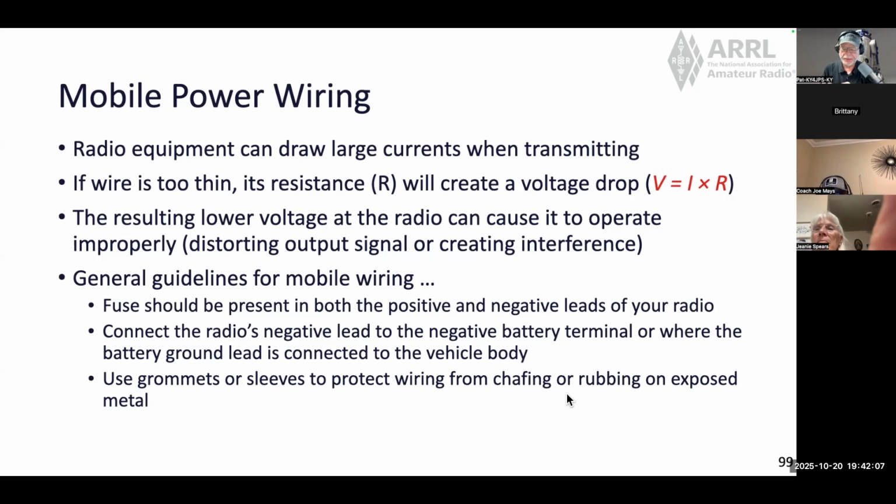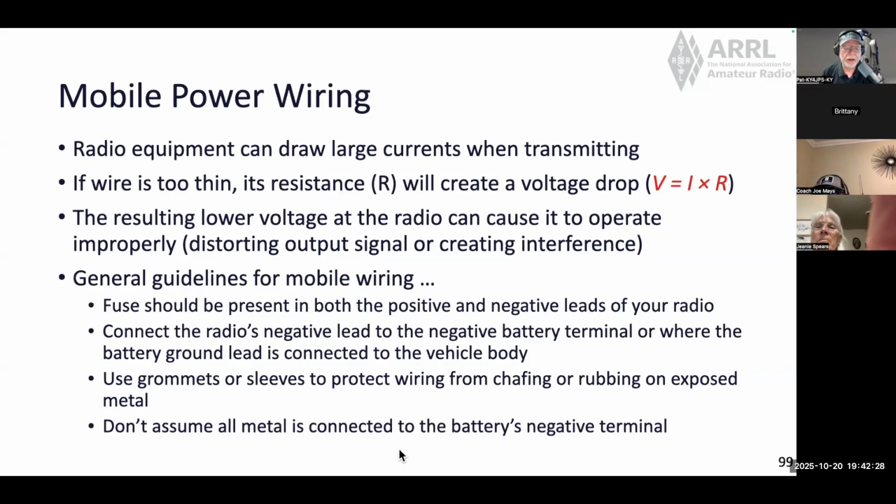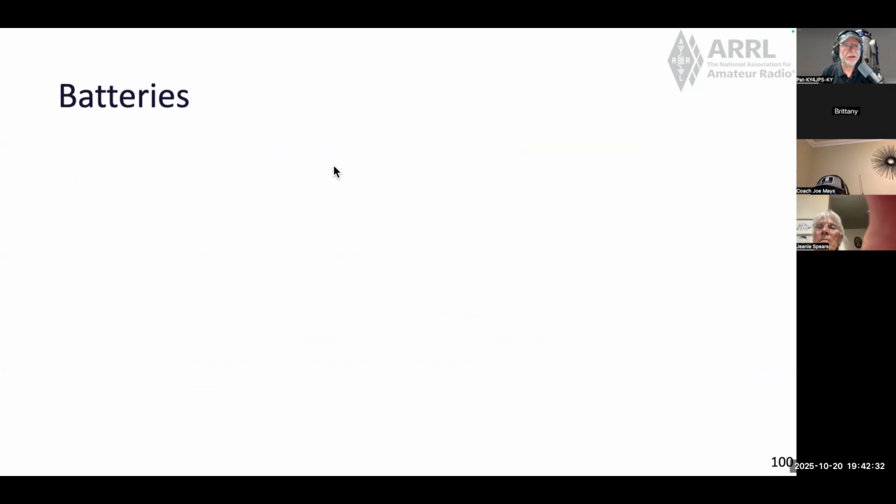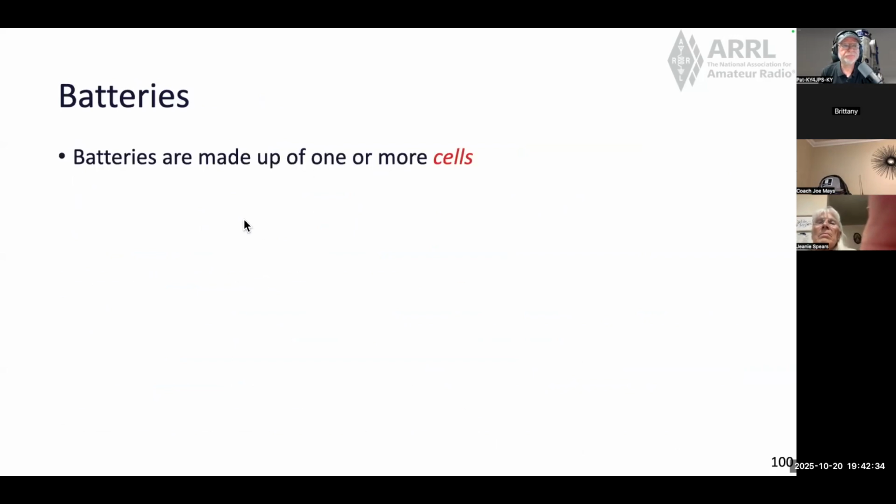You can buy these little plastic sleeves that you can run your wire in, and that just protects it from vibration of the car moving, keeps it from wearing a hole in the insulation on the wire and causing maybe a short circuit. So that's why you want fuses on both terminals. Don't assume that all metal is connected to the battery's negative terminal. I said that earlier.